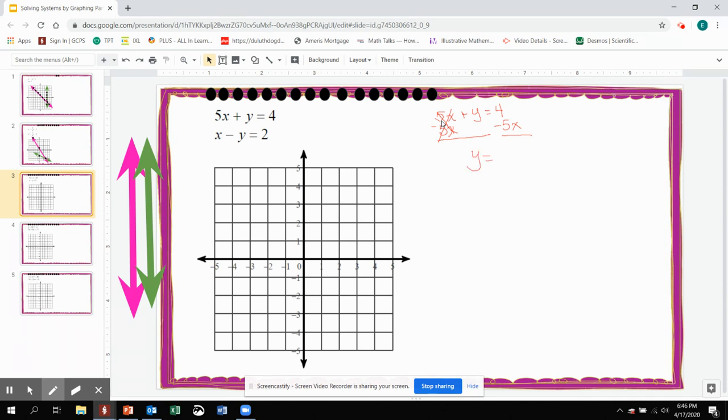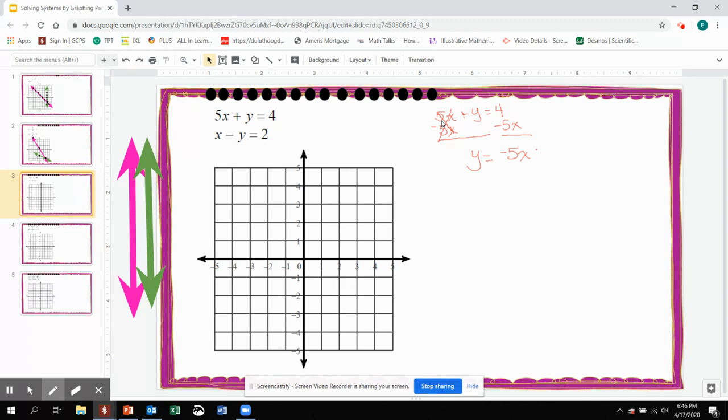5x minus 5x will cancel, and that leaves me with plus y, which is just positive y. On this side, I have 4 minus 5x. These are not like terms, so I cannot combine them. So instead, I'm just going to write them. Now, I'm going to write it so that I have my x first, because that's usually how a linear equation is written. This says minus 5x, which means it's a negative 5x. And then I have a positive 4 here.